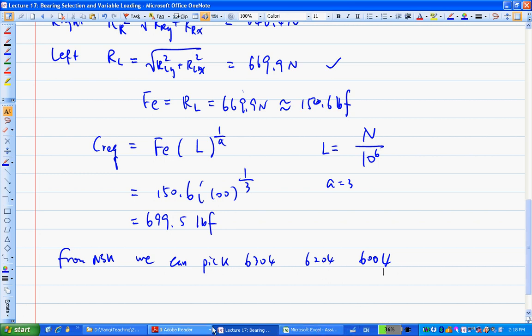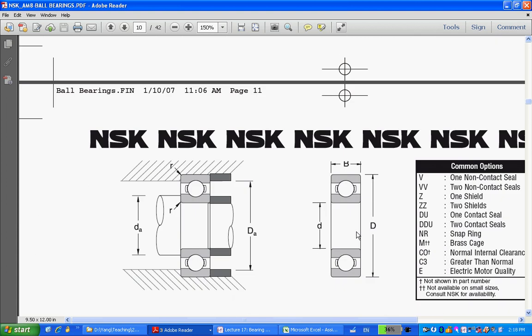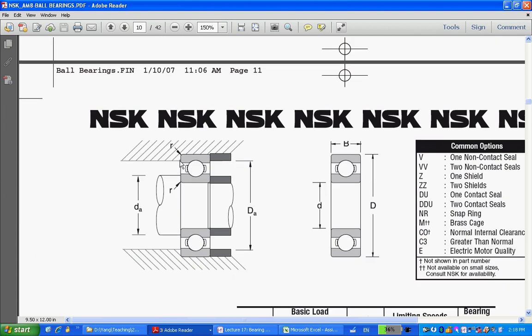Now, the other thing I want to mention about the catalog here is, if you look at the diagram in here, in general every manufacturer will indicate this one here. They also indicate the radius, this portion here, the radius of this fillet at the corners. They also give you the suggested small da and capital Da.